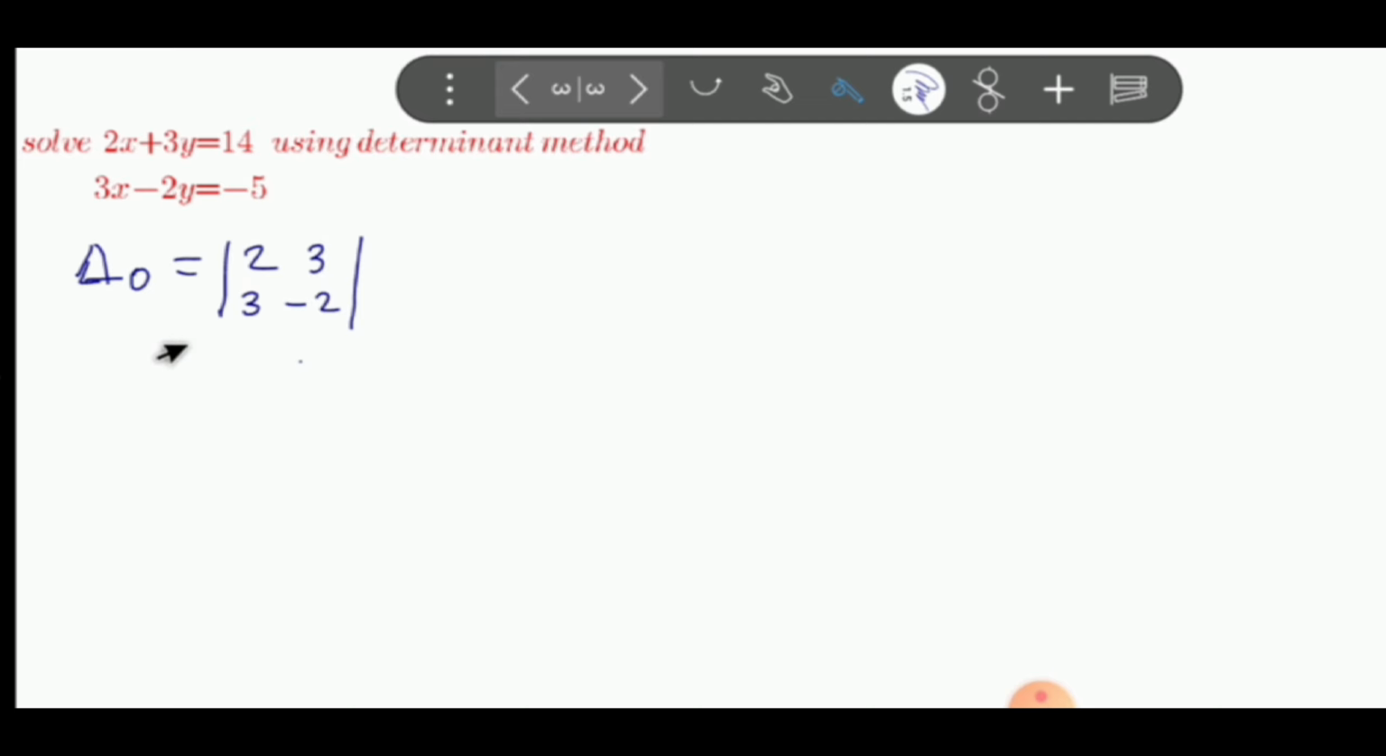The determinant here: 2 times minus 2 gives us minus 4. 3 times 3, that's 9, so minus 9. So our change in naught is minus 13. Change in naught equals minus 13. So now let's find change in x.